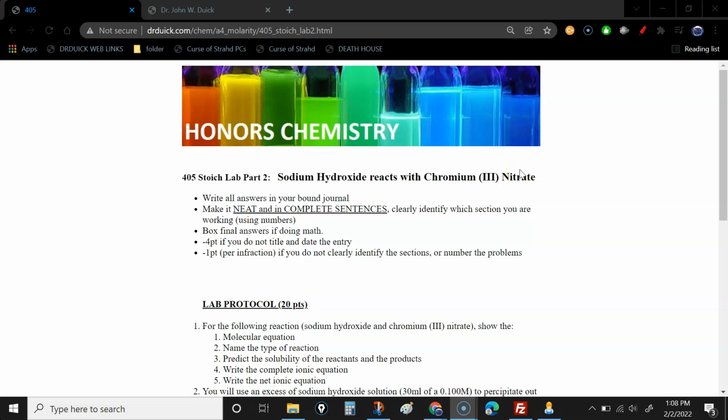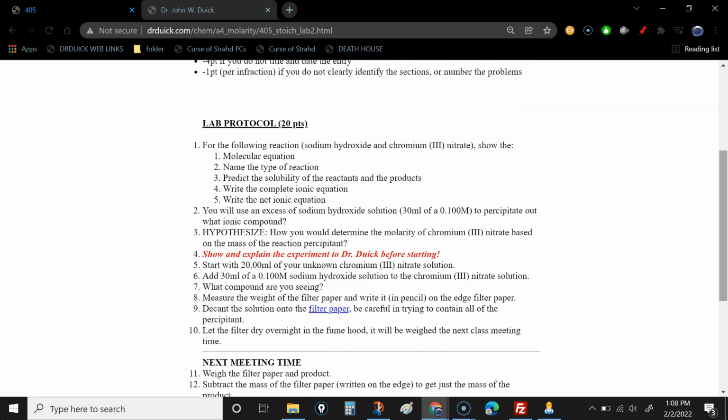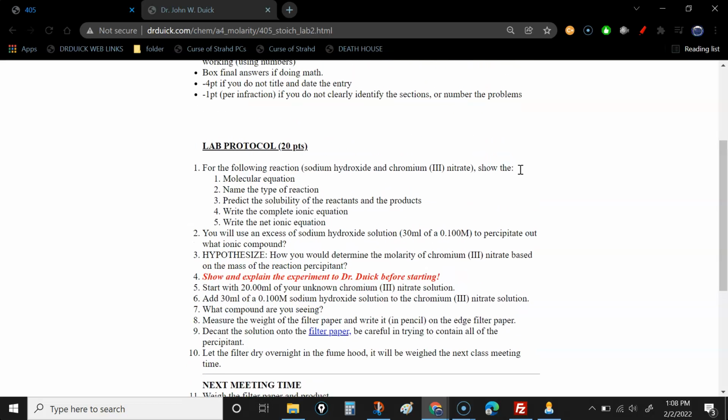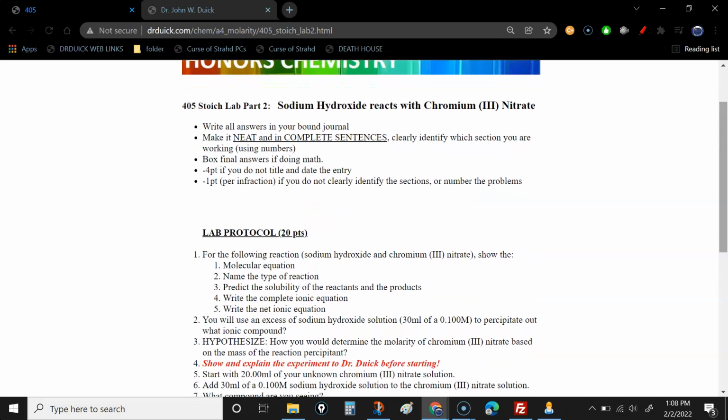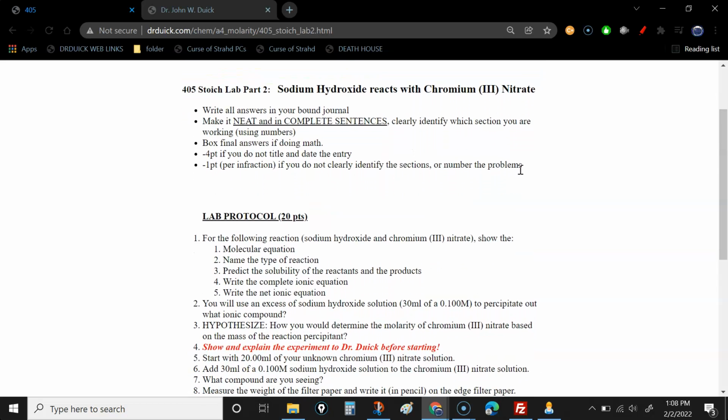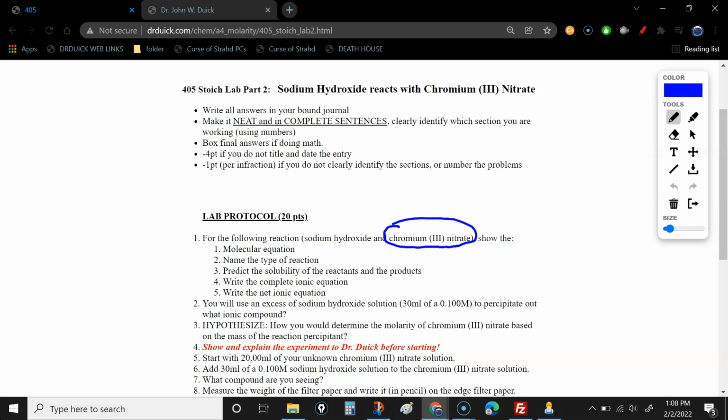All right, the first lab is pretty straightforward. This one's a little confusing because you have to go backwards to solve for the concentration of one of the reactants. If you look at the way it's set up, we do have an excess of sodium hydroxide, but we have an unknown. Our unknown is chromium(III) nitrate. We do not know what this is. So I'm saying we don't know the molarity of this.